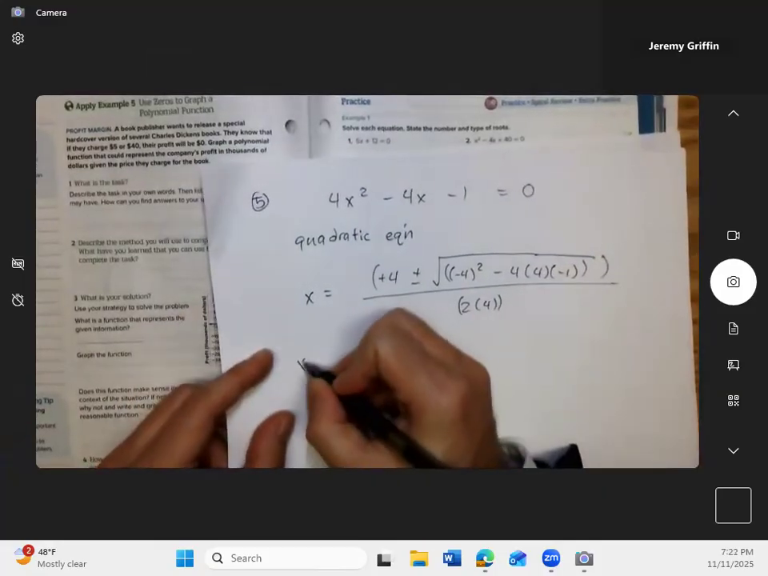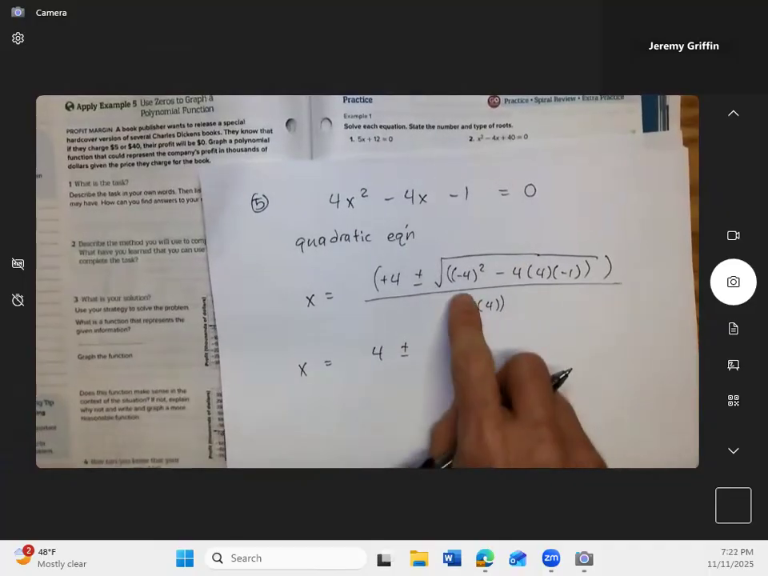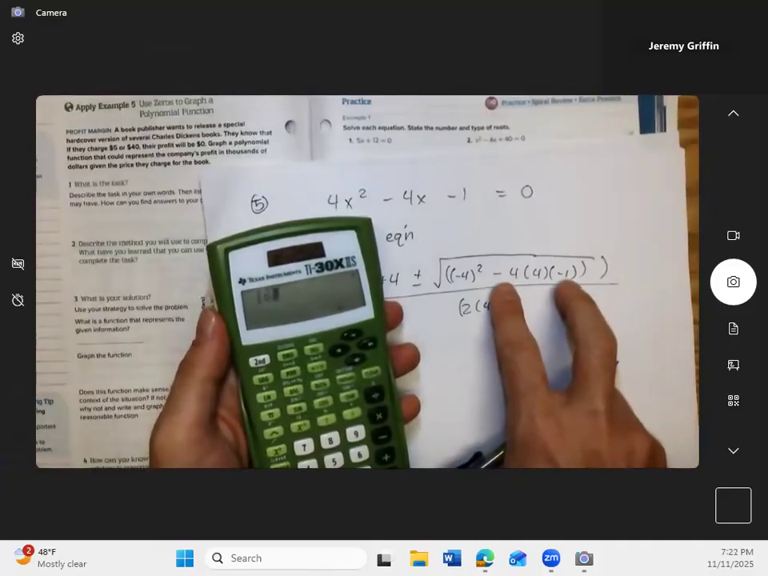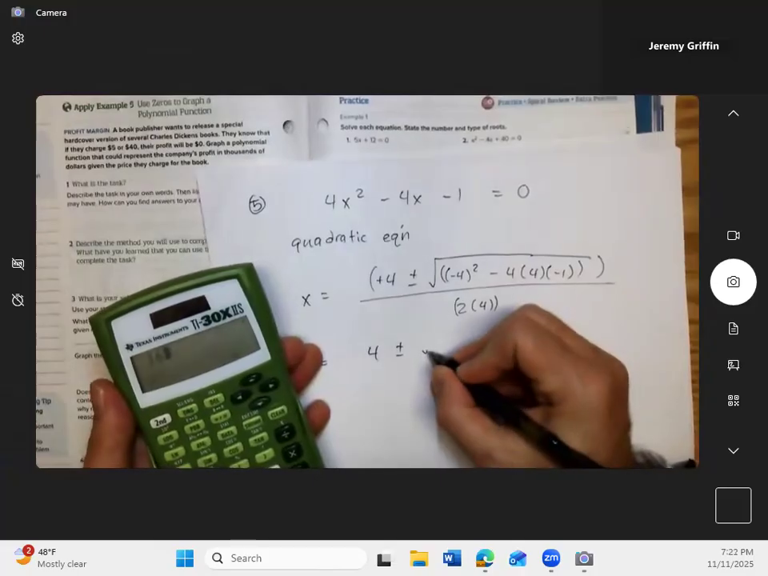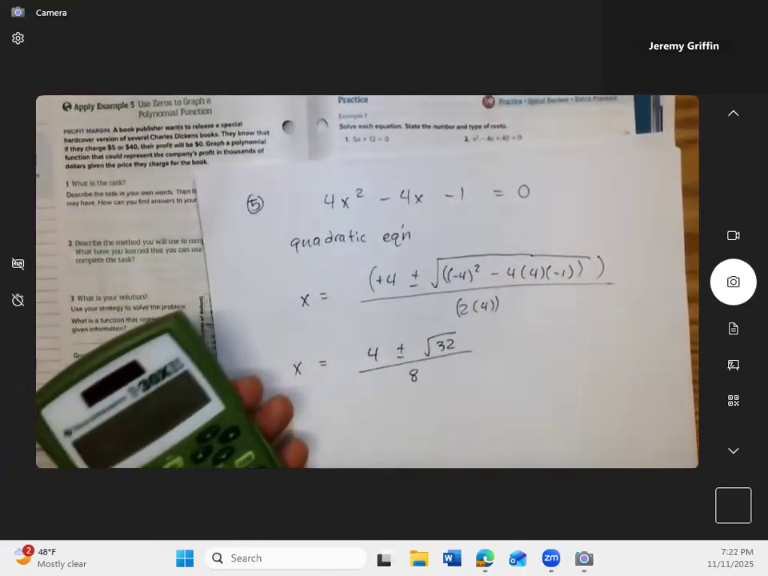Okay, so let's just clean this up. So 4 plus or minus. Now this right here is 16, and then two negatives cancel, this is another 16. So this would be the square root of 32. This whole thing is divided by 8.